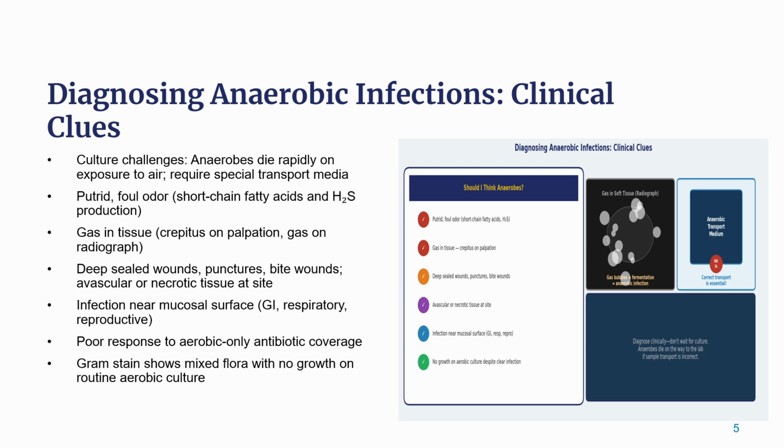That sweet putrid smell from an abscess? That's short-chain fatty acids and hydrogen sulfide, metabolic byproducts of anaerobic fermentation. Crepitus in a wound, that crackling sensation under your fingers, means gas is being produced in the tissue. That's a hallmark of clostridial myonecrosis or emphysematous infection. No routine culture growth despite clear infection on cytology? Think anaerobes. They died on the way to the lab if the sample wasn't transported properly. These are organisms that reward clinical pattern recognition.